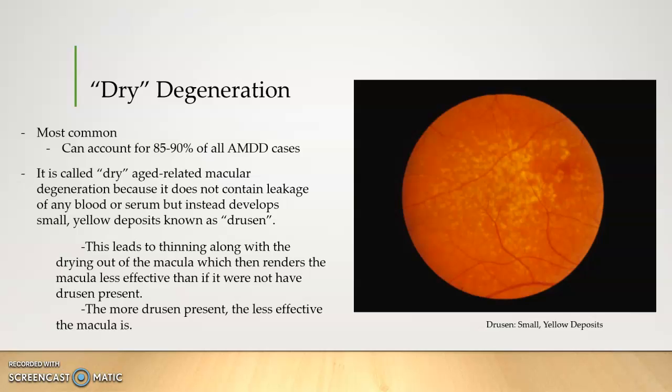It's called dry age-related macular degeneration because it doesn't contain leakage of any blood or serum, but instead it develops small yellow deposits known as drusen. This leads to thinning along with drying out of the macula, which then renders the macula less effective than if it were not to have the drusen present. So the more drusen present, the less effective the macula is. In the photo, you could see the difference between the red and the yellow coloring. The yellow coloring is the drusen that you would find.